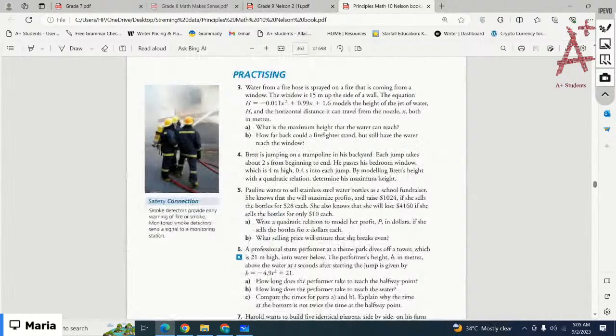Water from a fire hose is sprayed on a fire that is coming from a window. The window is 15 meters up the side of a wall. The equation h equals negative 0.011x squared plus 0.99x plus 1.6 models the height of the jet of water h and the horizontal distance it can travel from the nozzle x, both in meters. What is the maximum height that the water can reach? How far back could a firefighter stand but still have the water reach the window, right? You have to calculate the height.